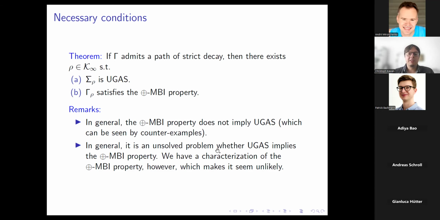And about the other implication, well, I cannot prove anything, but it seems unlikely that UGAS in general implies this max MBI property, because I have a characterization of the max MBI property which makes it seem unlikely. So my conjecture would be that these are two independent properties that you get from the existence of a path of strict decay, right?